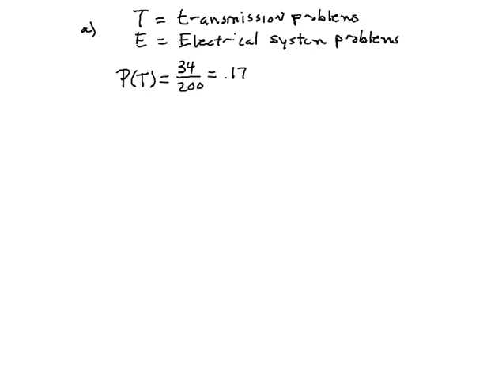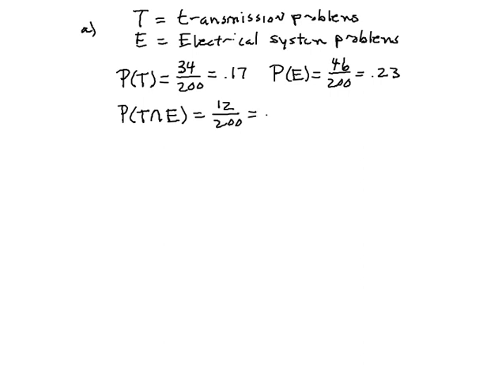Then it goes on to say that 46 had trouble with the electrical system. So the probability that a person owning this model of car has trouble with the electrical system would be 46 out of 200, or 0.23, 23%. And then finally it says that 12 had trouble with both. Now, that's another event, but it's really a combination of the first two. It's the intersection of the first two. So having trouble with both is the probability that both T and E have happened or are true. And how many were in that set? Well, there was 12 out of the 200 people, so we get 6%.